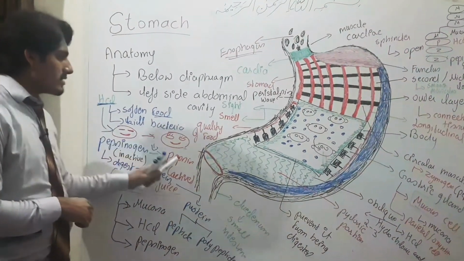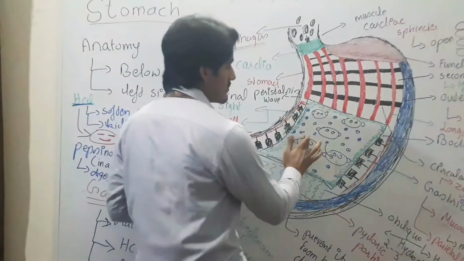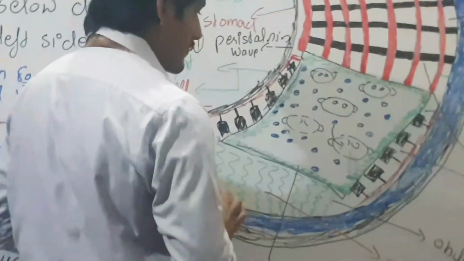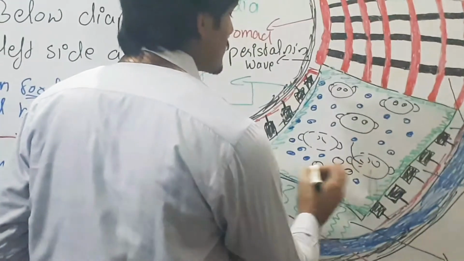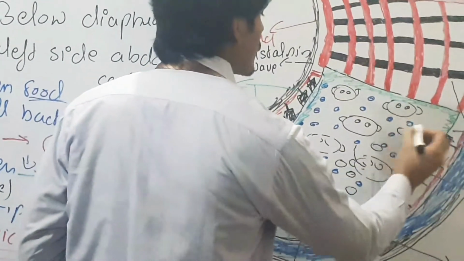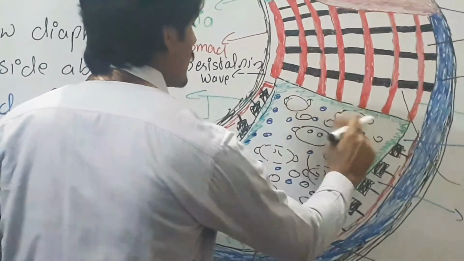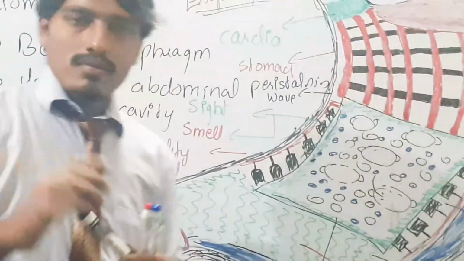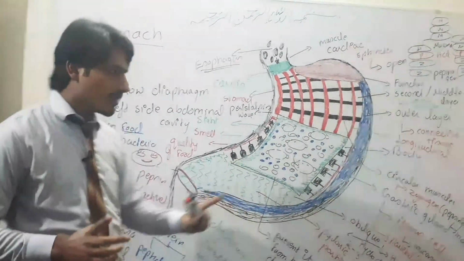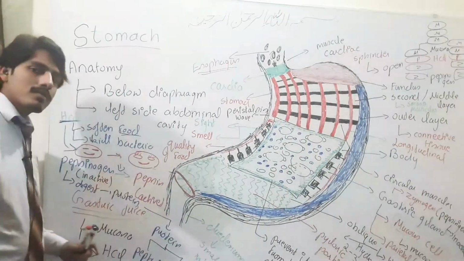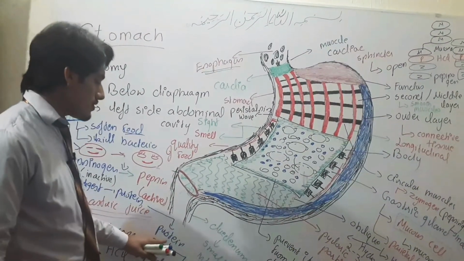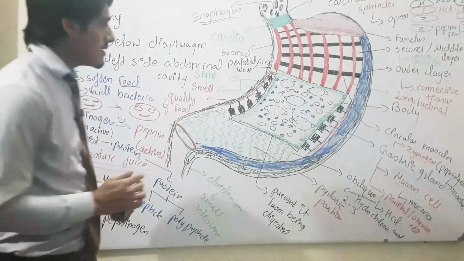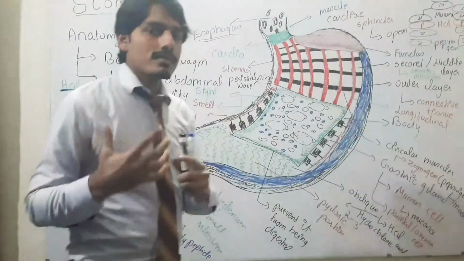The next step, when the pepsin is activated, the food particles will digest partially, which is called semi-digestion. This is the semi-digestion of food particles, because pepsin will break down the protein particles into peptide and polypeptide form. Okay, and the last step is the churning.